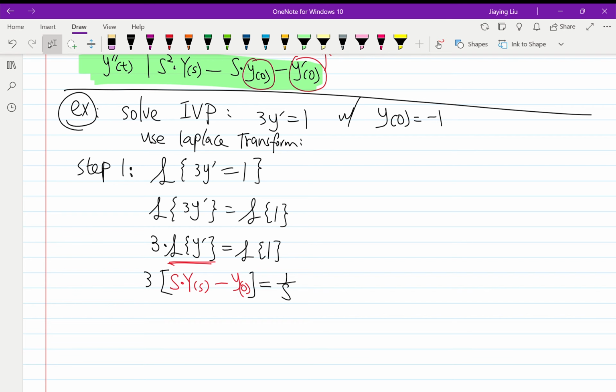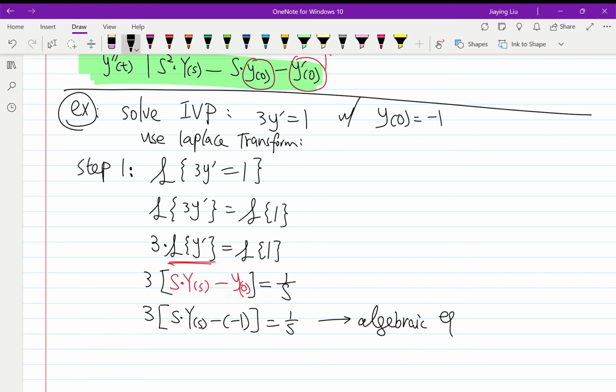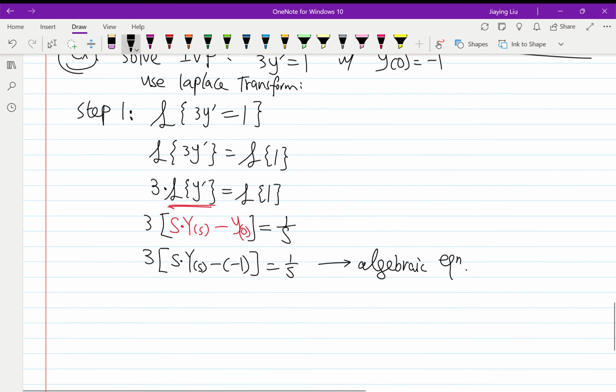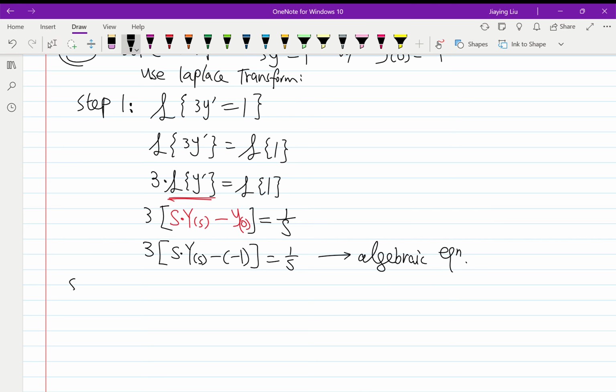So now we're going to plug in the y of 0. So we get 3s times Y of s minus the negative 1 equals 1 over s. So this is an algebraic equation. We avoided the whole thing about solving a differential equation. So that's the first step. Step 2. Well, any questions about the first step? Again, the table probably is your favorite friend at this point.